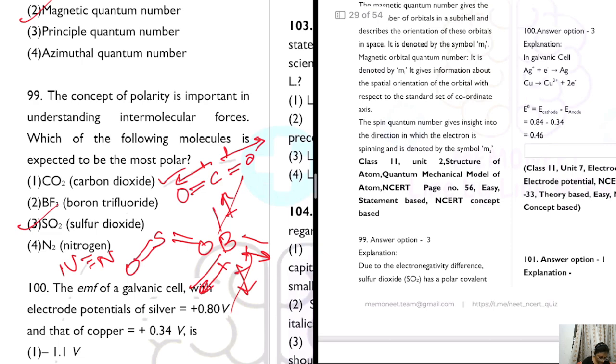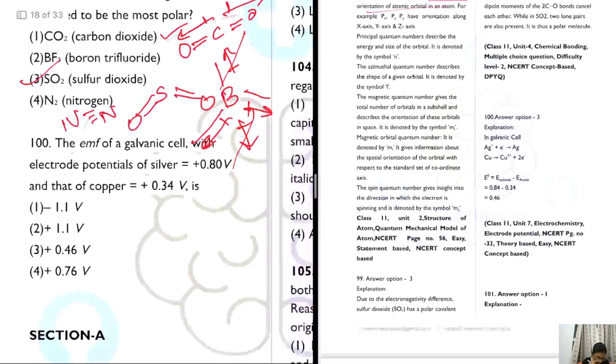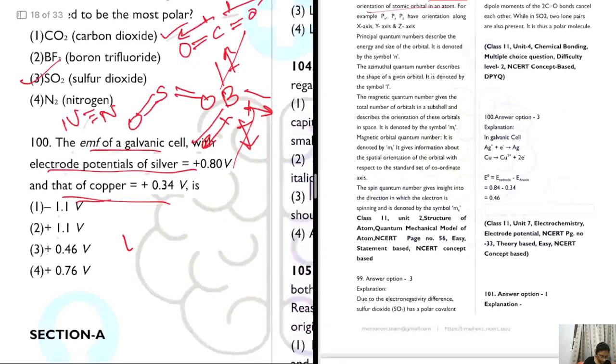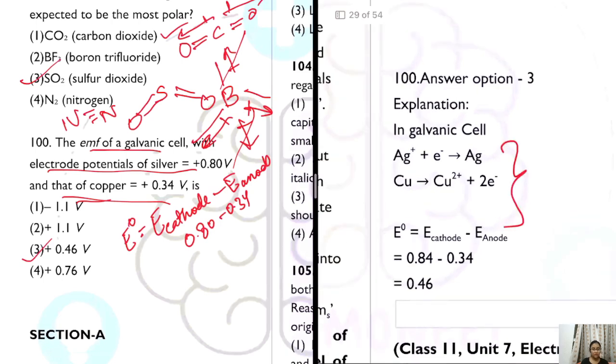Last question. The EMF of a galvanic cell of silver, in that, these are the potentials given. We know that E naught will be equal to E cathode, or E more, minus E less. What is this? Then 0.8 minus 0.34, that will give us 0.46. Okay. These are the chemical reactions taking place. I hope you have understood all the questions. So thank you and have a nice day.